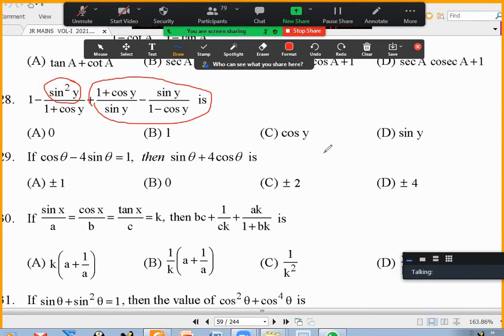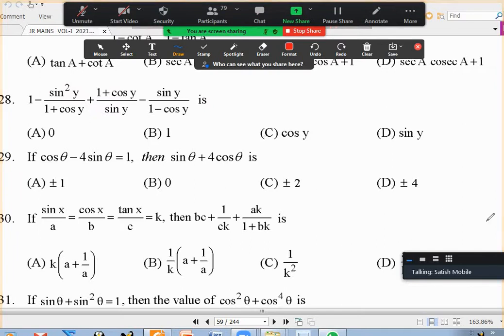Good. Anybody doubt about 28? Anybody want me to write on the board? No, sir. Okay. 29. Anybody want to give me an idea how to do except Sachitka and Bharat Kumar?